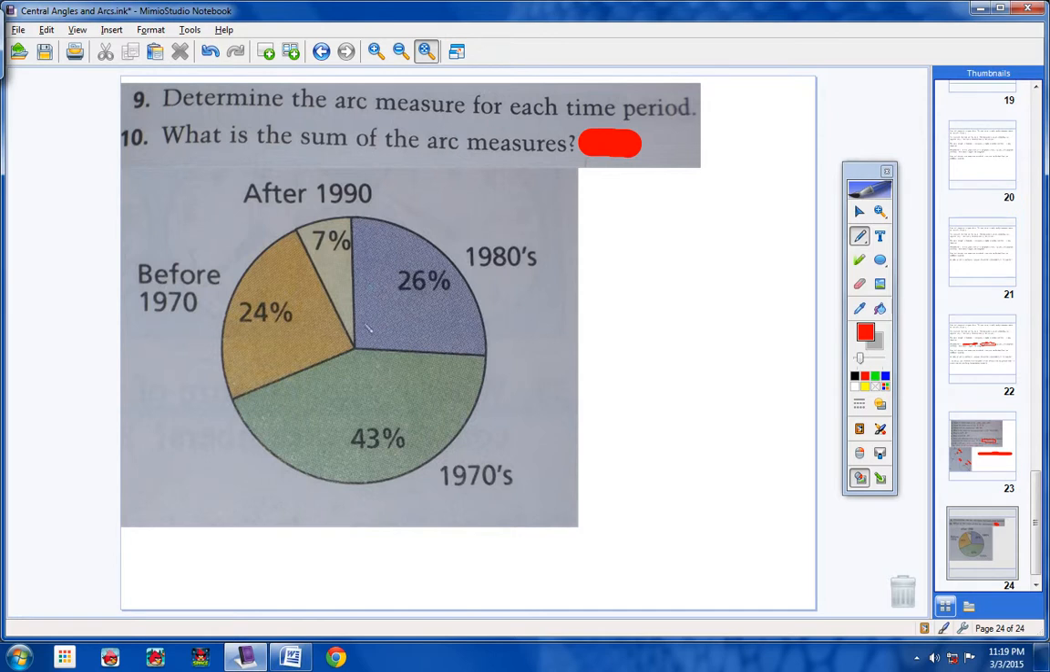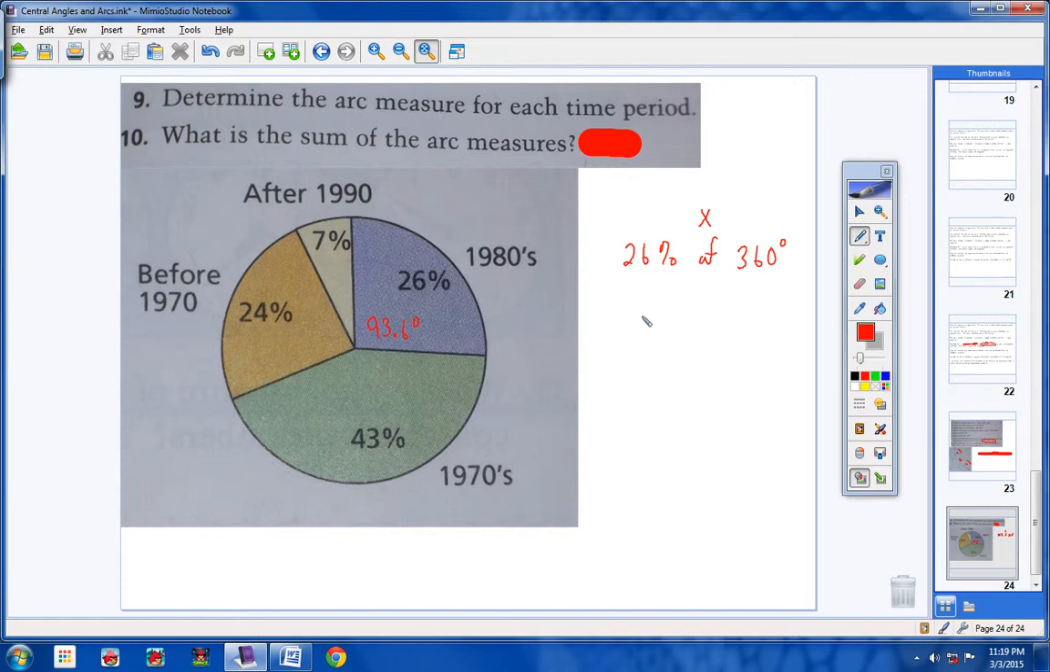Remember, if I start here and go all the way around, that's how many degrees? 360. So when it says this purple part here is 26%, that really means you're taking 26% of the total. So 26% of what? 360. So with your calculators, remember of means multiply. So you take 0.26 times 360, and you will get 93.6 degrees. So this measurement here is 93.6 degrees, this angle here.